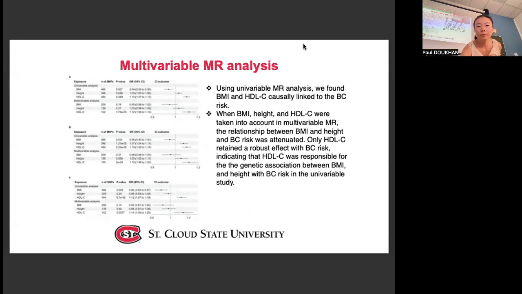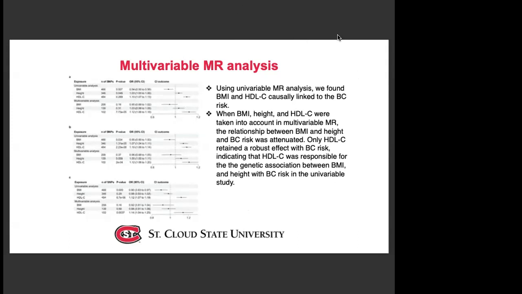The multivariable Mendelian randomization analysis allows us to determine how the pathways go through the 3 different traits. After we put them together, we found only HDL-C has an effect on breast cancer. That tells us that the pathway through those traits is because height and BMI are associated with HDL-C, and HDL-C is associated with breast cancer. Does this make sense? So height and BMI are associated with HDL-C, and HDL-C is associated with breast cancer. Yeah, so that's the pathway we found for those traits.